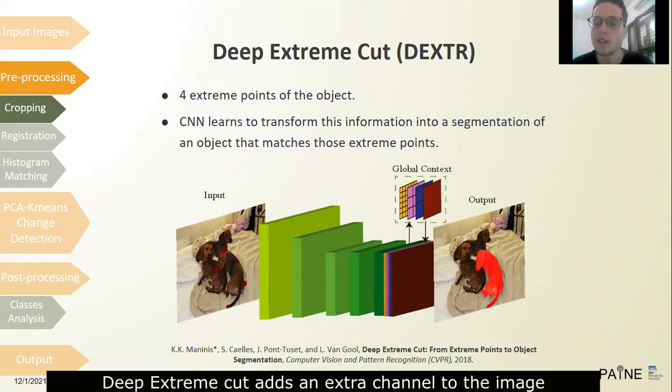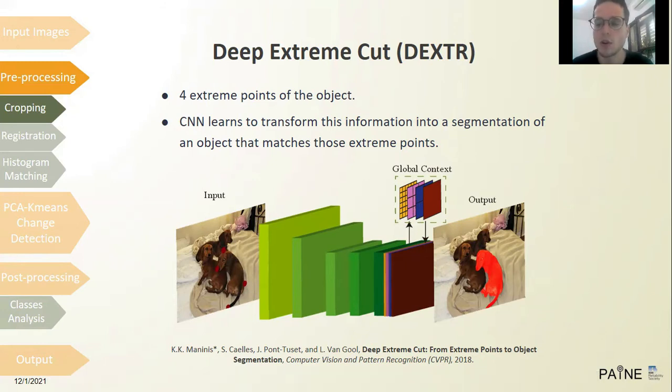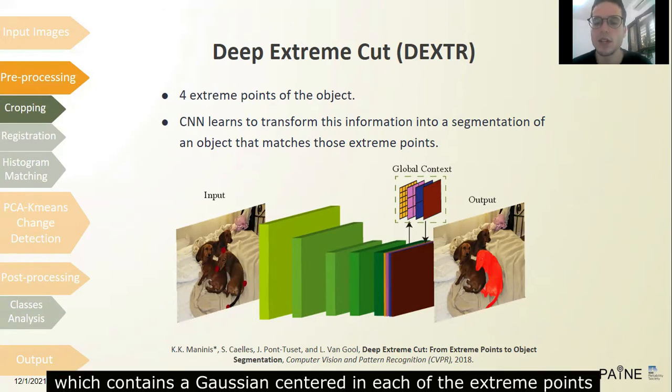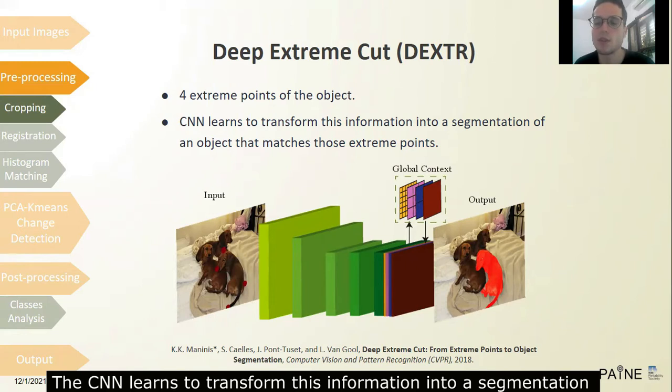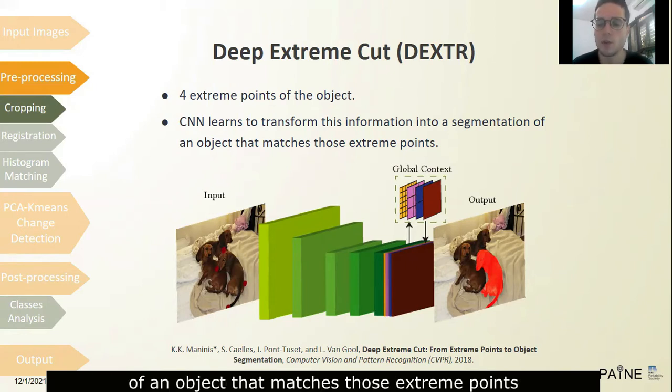Deep extreme cut adds an extra channel to the image in the input of a convolutional neural network, which contains a Gaussian centered in each of the extreme points. The CNN learns to transform this information into a segmentation of an object that matches those extreme points.